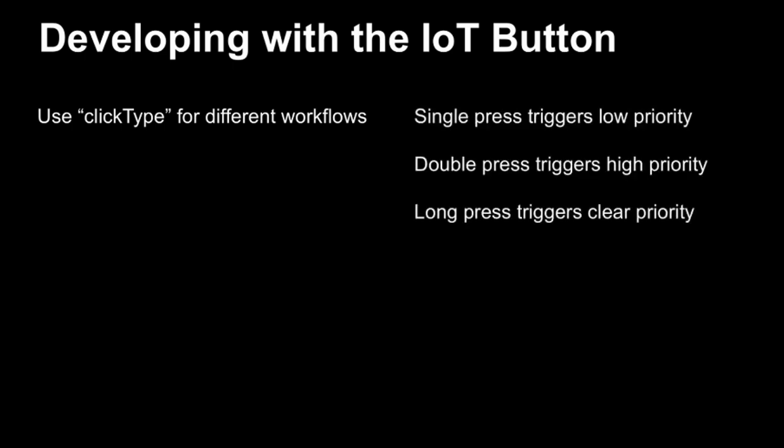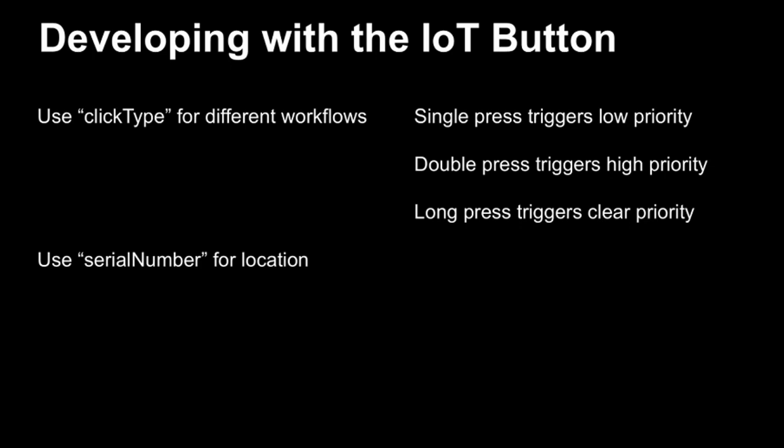You can use a click type to do things like drive priority. On your IoT button, a single click might say that this task is a low priority, while a double click might say this task is a high priority. And you can use a long press as a way to clear priority. So you can use the button to trigger a workflow that says I need to restock inventory. If I'm running low on inventory, I might do a single press, meaning it's low priority. Or if I'm completely out of stock, I might do a double press and it's high priority. And then once inventory is restocked, someone in a store might hit a long press and say that we have inventory back and no further action needs to be taken.